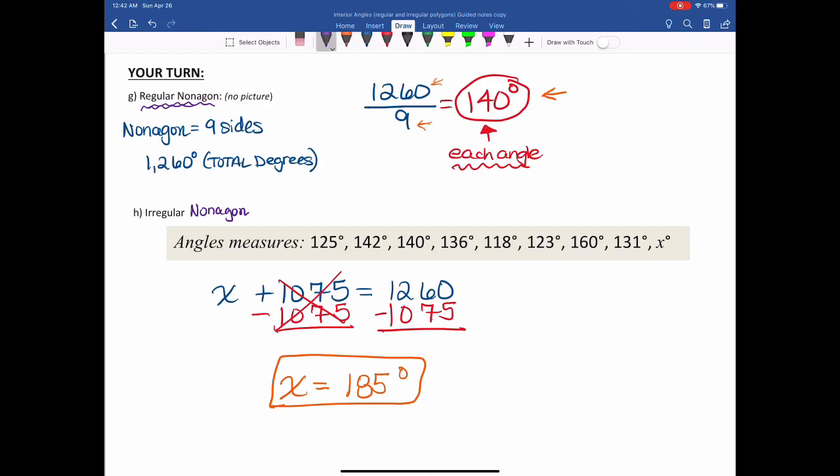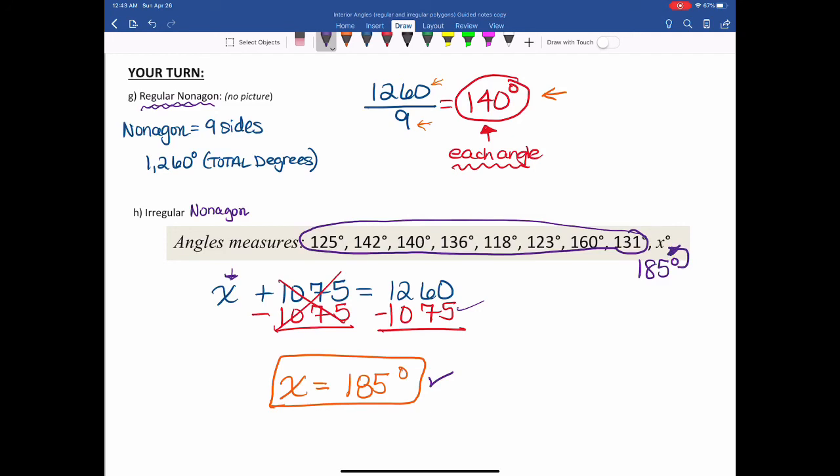All right, for this one, when you add up all the numbers that are given, you get 1,075. X represents the part that we don't know, so we set up a simple equation. This is a one-step equation. I know the numbers are a little bit bigger than you're used to, but it's just a one-step equation, and you're allowed to use calculators on this. And when I took away 1,075 from both sides, I ended up getting 185 degrees. So that's what X is.